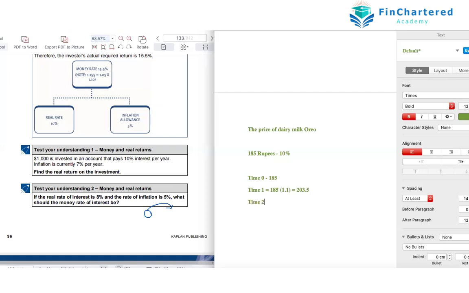In time 2, it was already 203.5, and again there's a 10% increase to that. So 203.5 into 1.1 makes the Dairy Milk 223.85. And in time 3, it is already 223.85 from the previous year, and again there's a 10% increase. So 223.85 into 1.1 is 246.23.